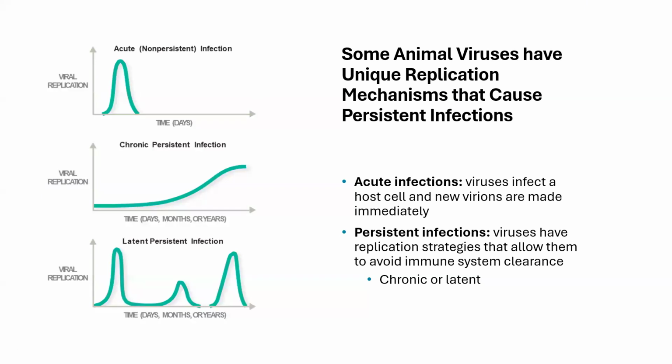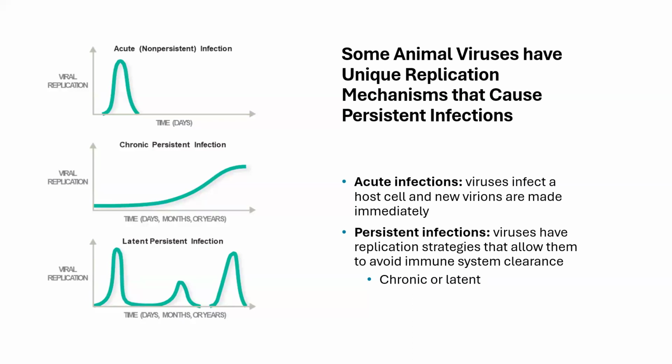So we've got three types of infections that we want to talk about here. One, we've got acute infections. These are non-persistent. This is where the virus infects the host and immediately begins making new virions, usually resulting in a decent amount of cell death.